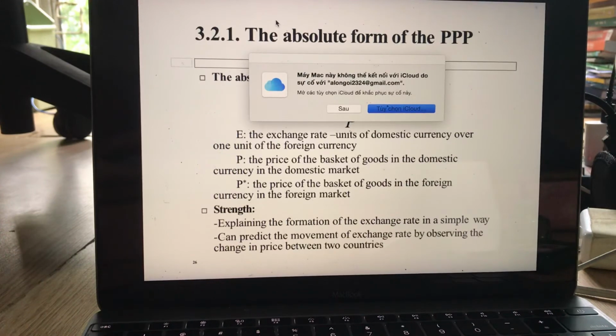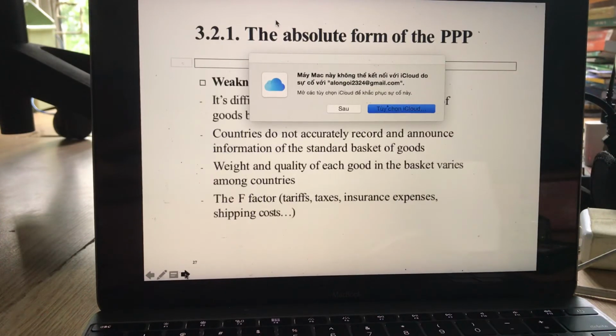If we observe the inflation in the domestic currency, when we observe the price in the two countries and their movement, we can make a guess about the movement of the exchange rate. For the inflation, let me use another form, the comparative form. But this absolute form has some weakness.